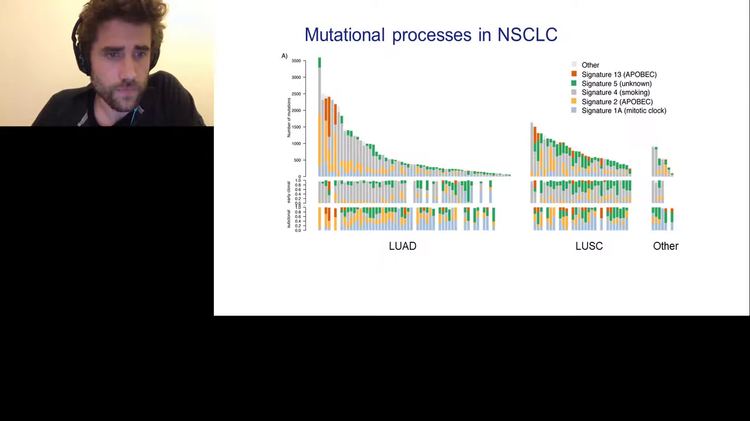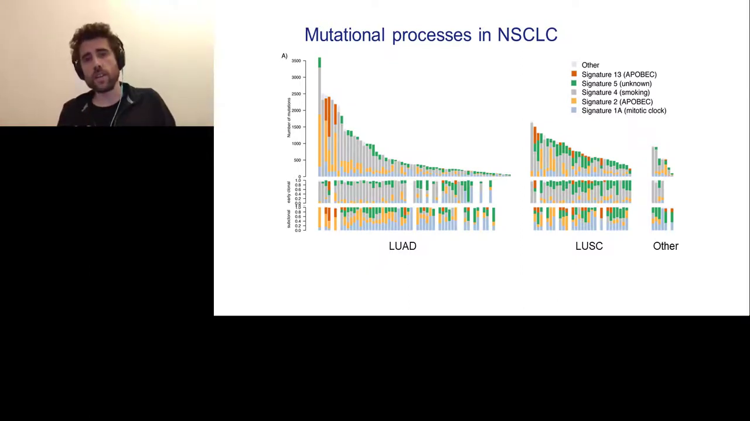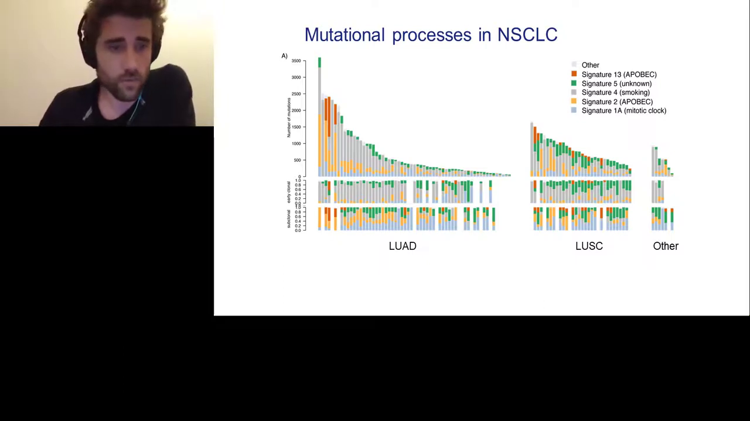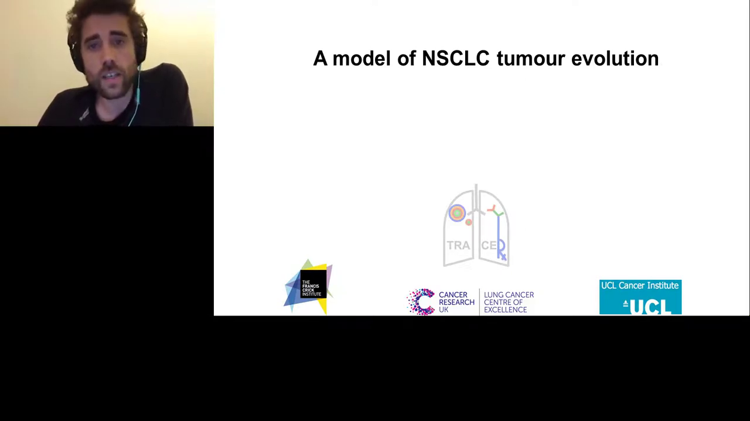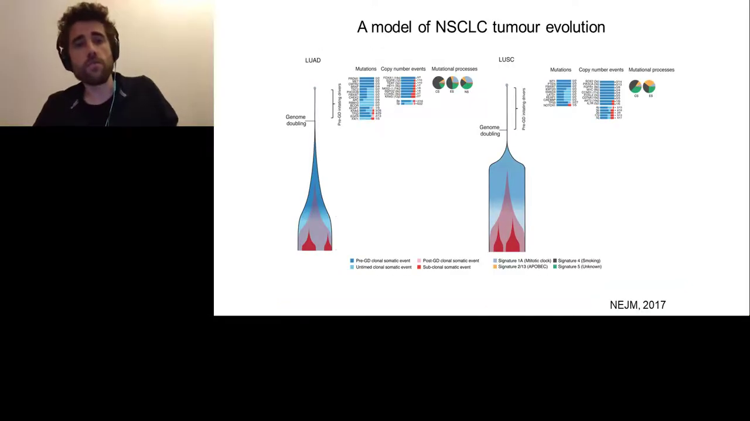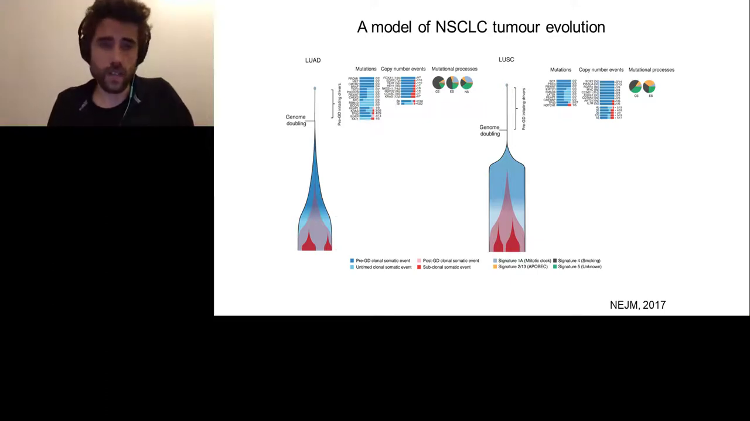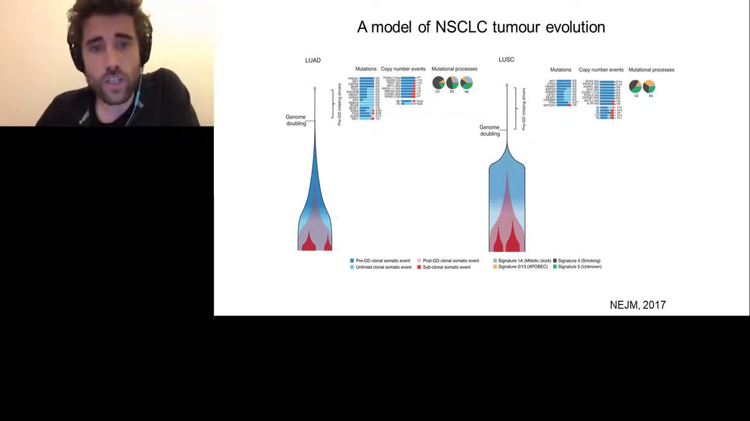Okay, so this allows us to start to build up a model of how we think non-small cell lung cancers evolve. So I'd just like to briefly go through this. So first of all, and I haven't gone into detail about this, we think there's certain mutations that frequently occur early during tumor evolution. In terms of cancer genes that are mutated, in particular, in both subtypes here, we see p53 mutations being some of the earliest events. And then frequently we have a genome doubling event.